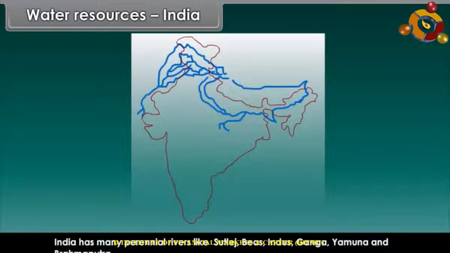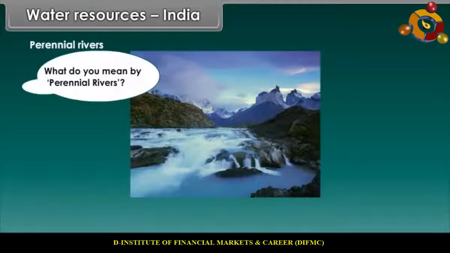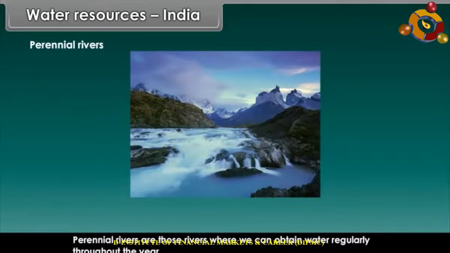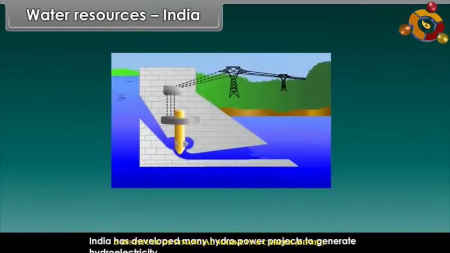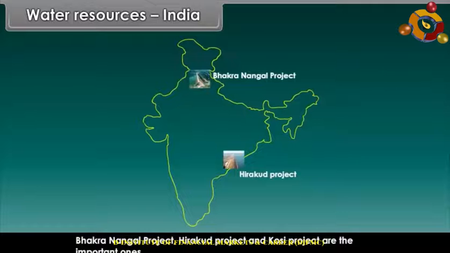India has many perennial rivers like Sutlej, Beas, Indus, Ganga, Yamuna and Brahmaputra. Here we came across perennial rivers. What do you mean by perennial rivers? Perennial rivers are those rivers where we can obtain water regularly throughout the year. India has developed many hydropower projects to generate hydroelectricity, of which Bhakra Nangal project, Hirakud project and Kosi project are the important ones.